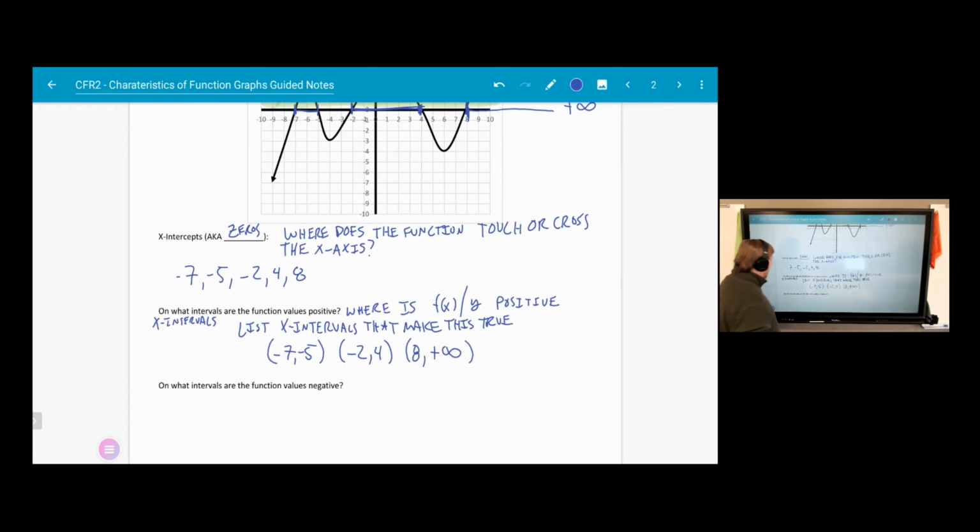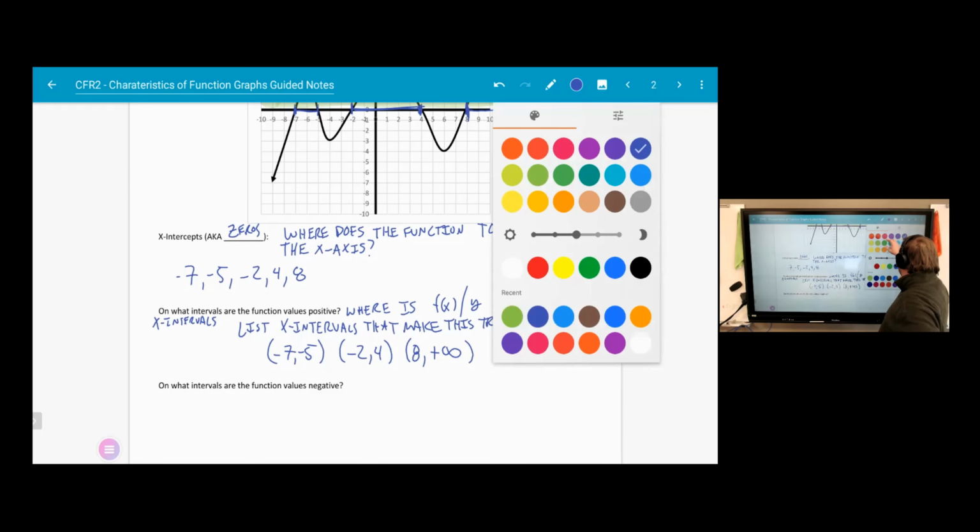I would like to point out we have some of these values. We've seen some of these already, haven't we? -7 went here, -5 was here, -2, 4, 8. Interesting. It's like I've planned these to work together somehow. It's amazing. All right, let's look at the opposite side then.